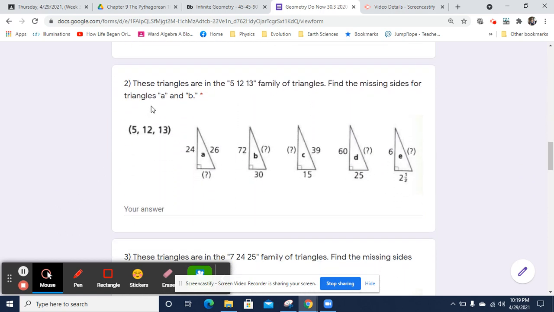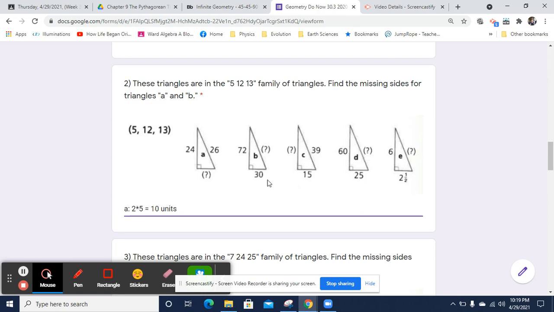Okay, and here we've got a 5, 12, 13 family, and I want you to find the missing sides for A and B. So for A, 24 and 26 smell suspiciously like 12 and 13. So they're just doubled, which means the 5 will be doubled here. So for A, we're going to be doing 2 times 5, which will be 10 units.